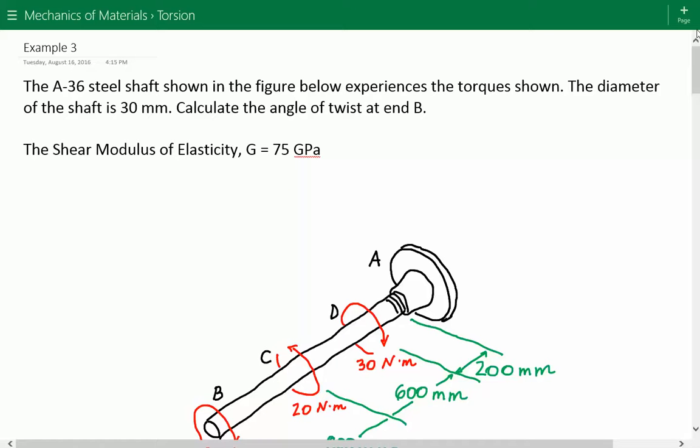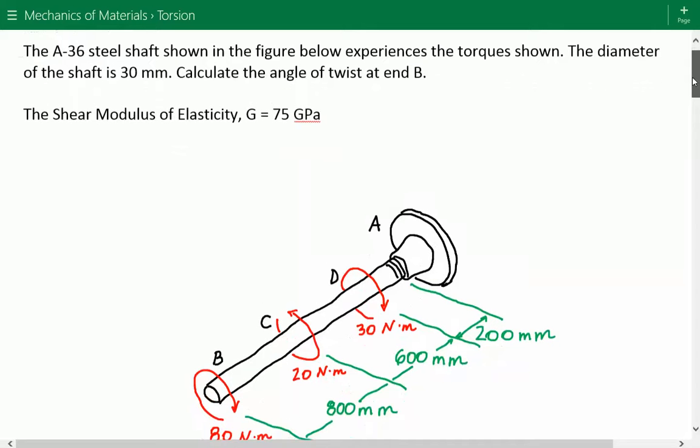Hey everybody, this is example number 3 for Mechanics of Materials covering torsion. The problem statement that we have is: the A36 steel shaft shown in the figure below experiences the torque shown. The diameter of the shaft is 30 millimeters and we need to calculate the angle of twist at B. The shear modulus of elasticity G we can take as 75 gigapascals.